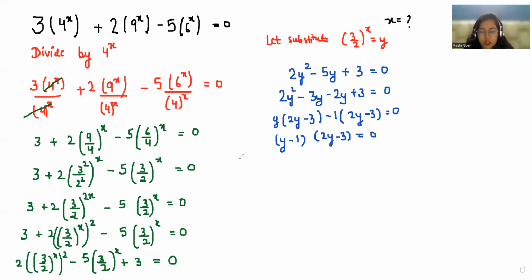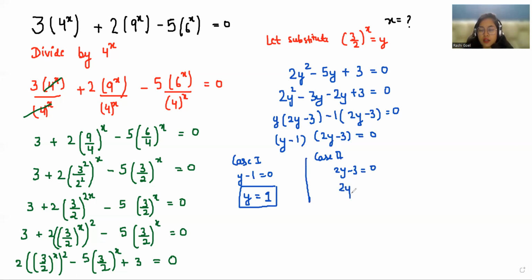Now from here, two cases. Case 1 is y minus 1 is equal to 0 and case 2 is 2y minus 3 is equal to 0. If I take this minus 1 to the other side, it becomes plus 1. So the value of y is plus 1. And in the second case, 2y is equal to, if I take minus 3 to the other side, it becomes plus 3. And here 2 is multiplied with y, when it goes to the other side, it comes in division. So y has two values, that is 1 and 3 by 2.